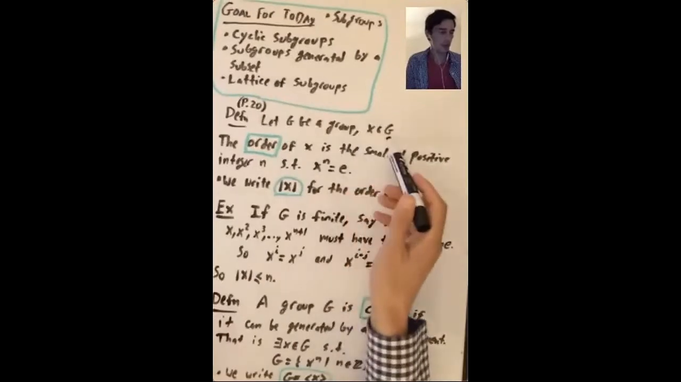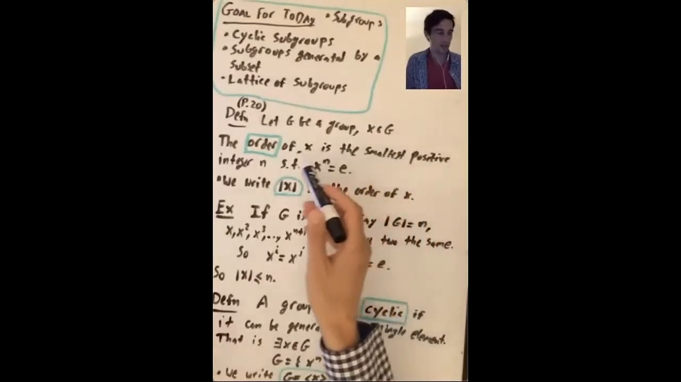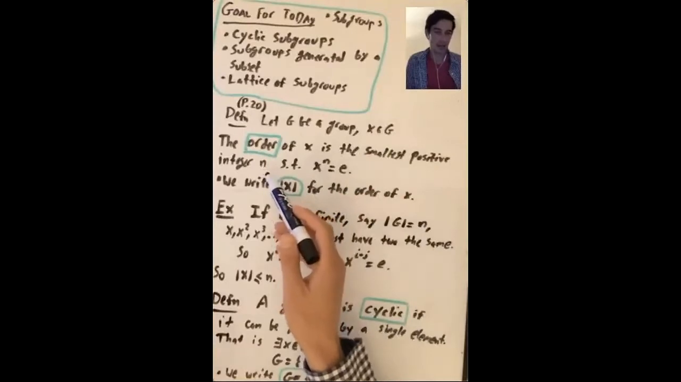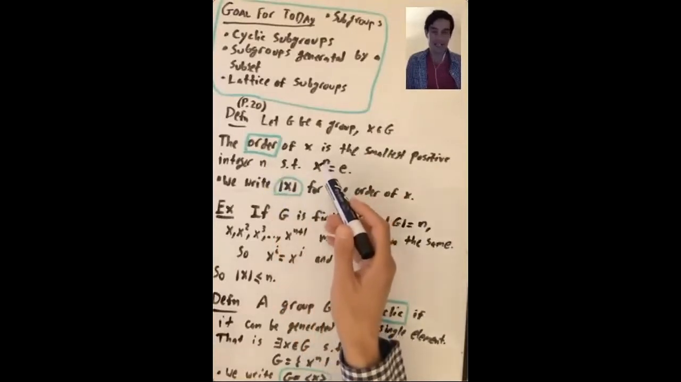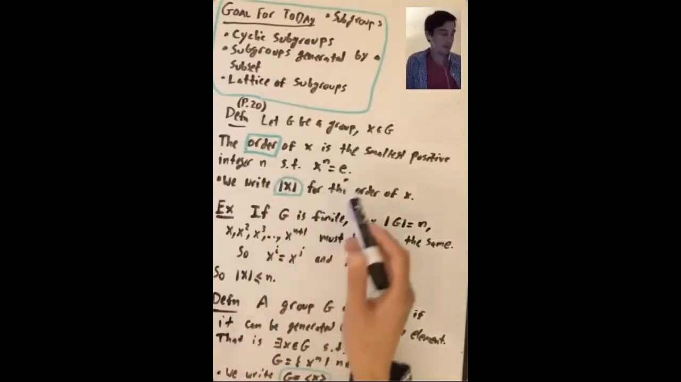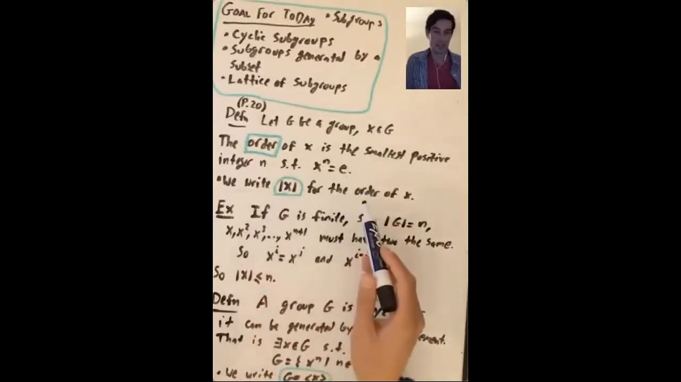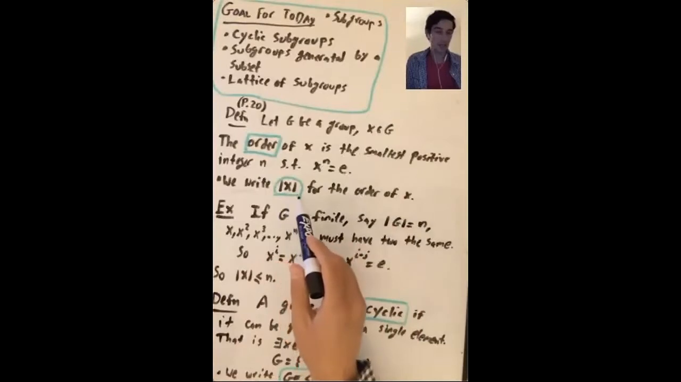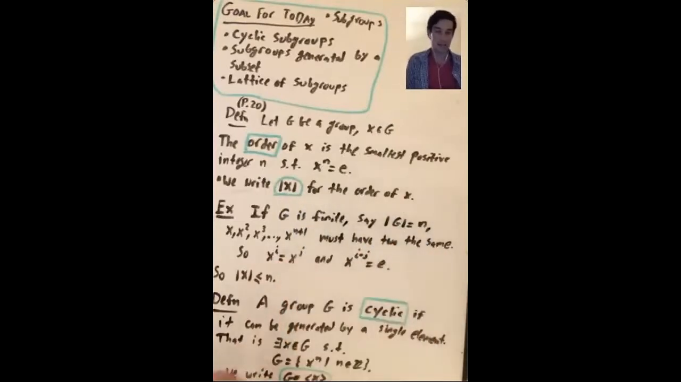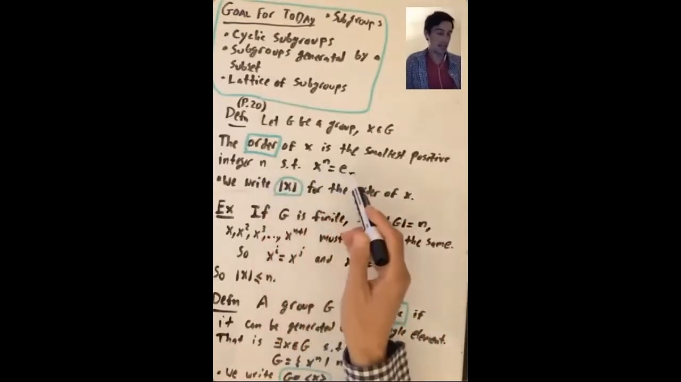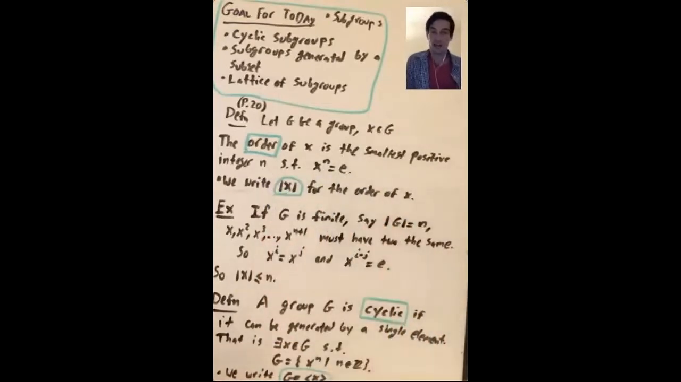Let's say G is a group and x is an element of G. The order of x is the smallest positive integer n such that x times x times x, n times, x to the n, is the identity element of G. A piece of notation that you should know: we write |x| for the order of x. If there is no positive integer n such that x to the n is the identity, then we say x has infinite order.